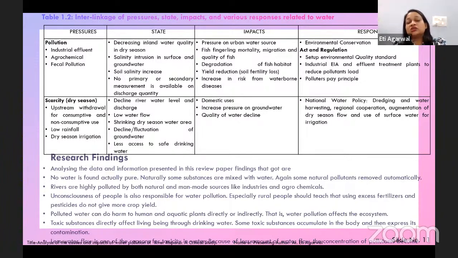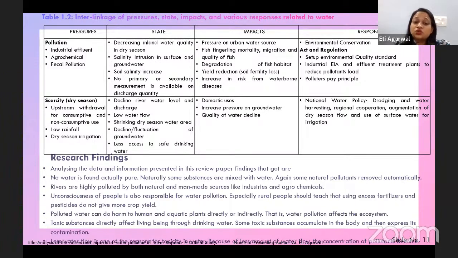There are people like the slum area people who are not educated enough. They are not taking their time and not paying attention to what is happening to the water body where they are situated. Especially the rural people, they should be told that the excessive use of fertilizers and pesticides does not give a better crop yield. It actually affects the whole water timeline.